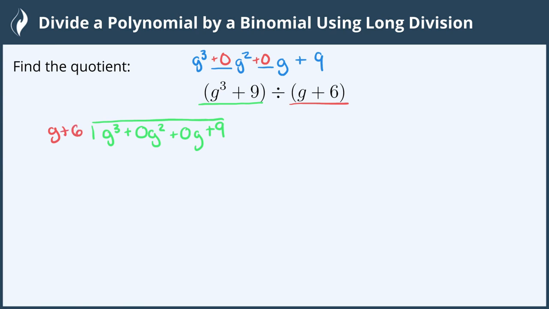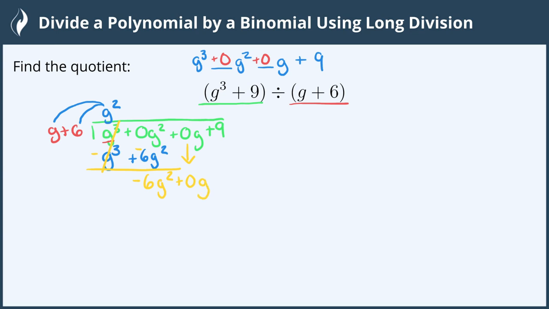And we can just worry about the first term of the divisor going into the first term of the dividend. So g into g cubed. I need 2 more g's to make that, so g squared, and then we multiply. G squared times g gives us g cubed, which is exactly what we wanted. Now we need to multiply it to the second term of the divisor, so we get plus 6g squared. Now that we've multiplied, we subtract both terms, and we get g cubed minus g cubed cancels, and 0g squared minus 6g squared gives us negative 6g squared, and then we bring down the next term of plus 0g.